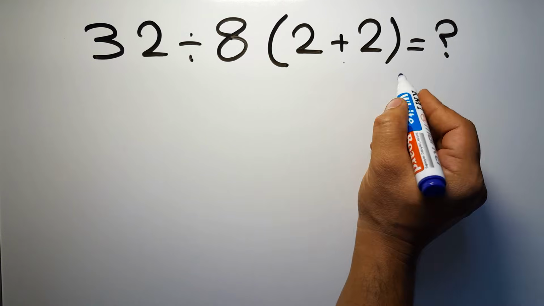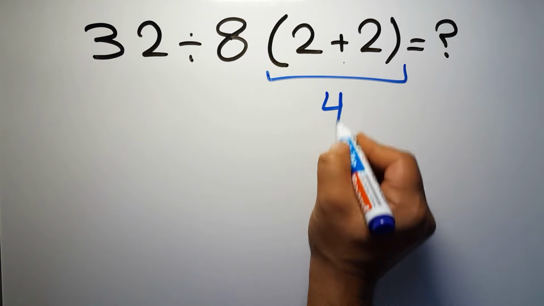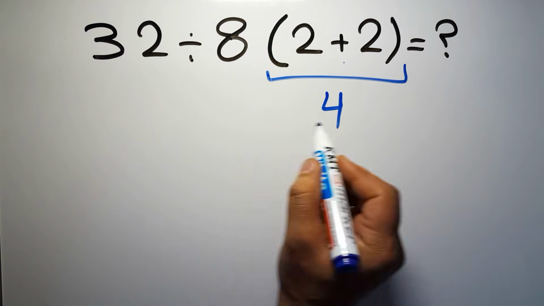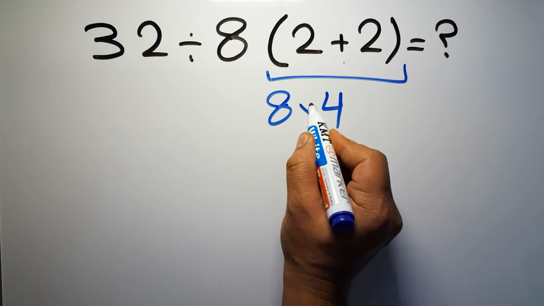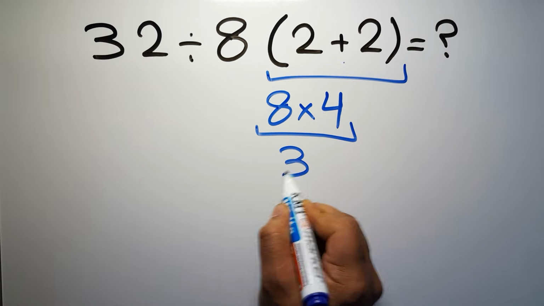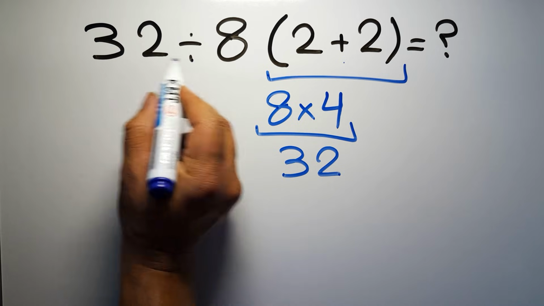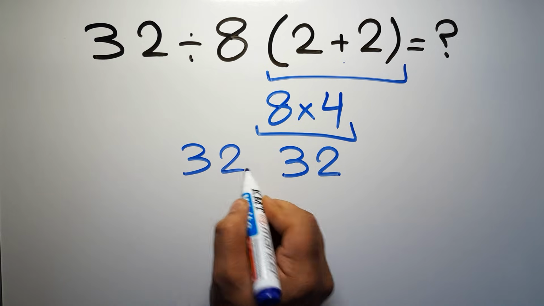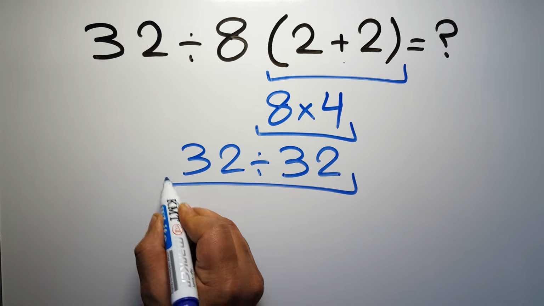2 plus 2 gives us 4. And 8 times 4 equals 32. So 32 divided by 32 is just 1.